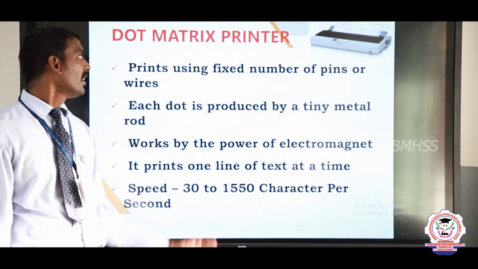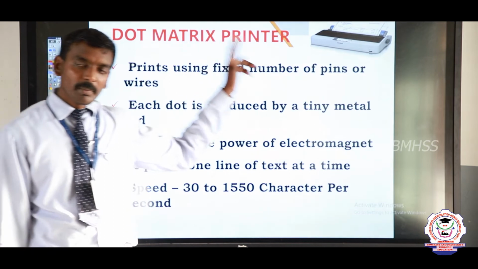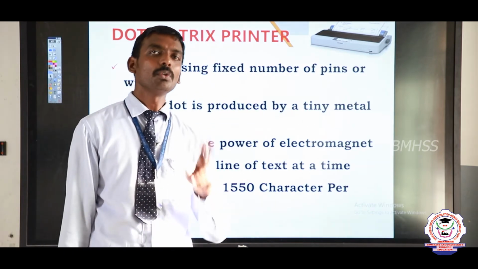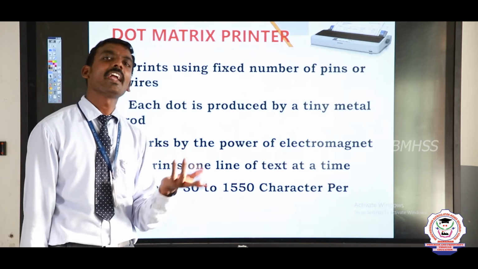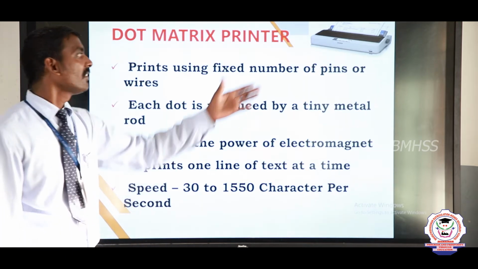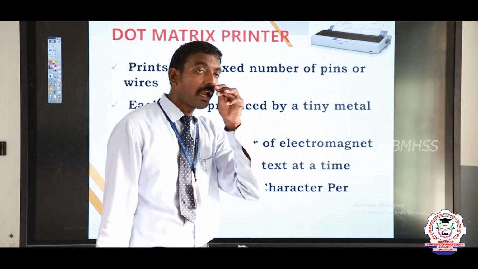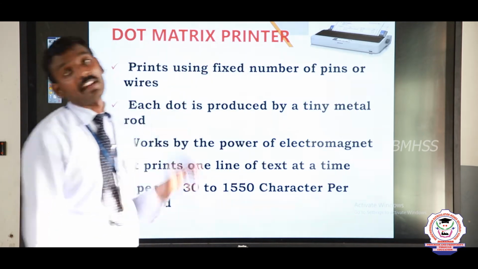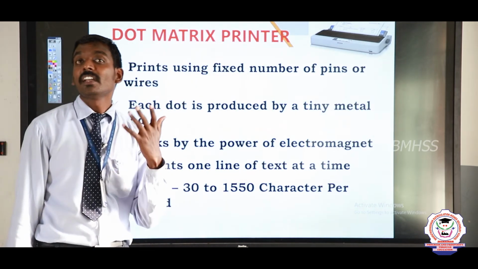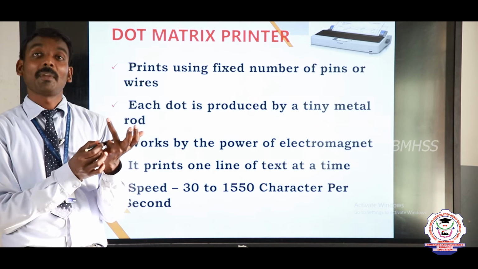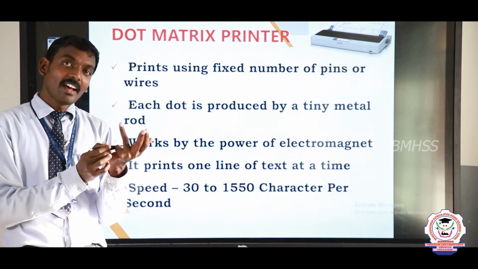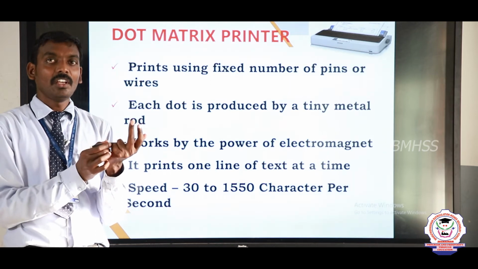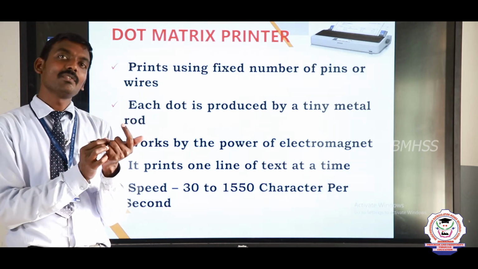Yes. Here the impact printer can be classified into two types. What are the two types? Dot matrix printer and line printer. This is an example of a dot matrix printer. In this dot matrix printer, we can use it in invoice preparation. Where was it used in invoice preparation? In the banking sector, some industries and some educational institutions.